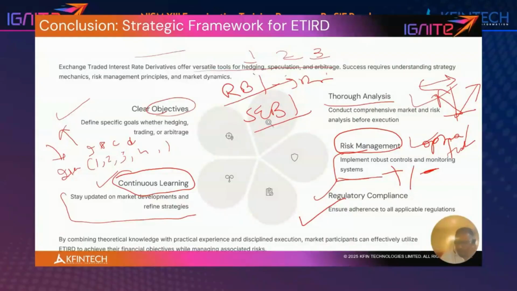So again, I'll just repeat, in this chapter, don't focus more on the calculation, focus more on the strategy. What kind of strategy is applied when? You don't have to actually calculate or explain the payoff diagram, but more or less understand what is the overall messaging of the chapter.